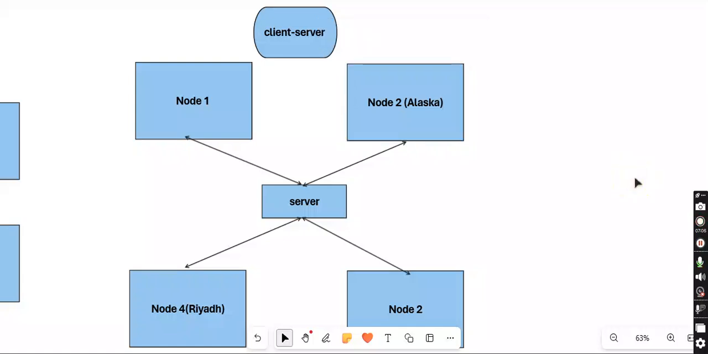So there is nothing so complex. It's just that all the computers are connected to the server. Okay, so we'll be seeing what the properties of this client-server model are, what the characteristics of this are.